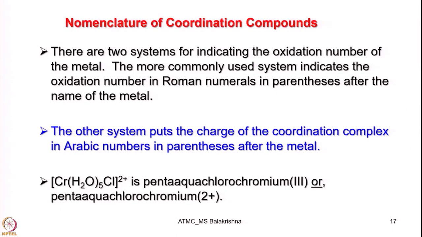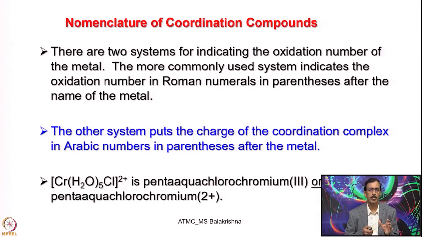Now let us come to the nomenclature of coordination compounds. There are two systems for indicating the oxidation number of the metal. The more commonly used system indicates the oxidation number in Roman numerals in parentheses after the name of the metal, or you can take the symbol and put a superscript in the form of an Arabic number with plus or minus denoting whether it is cation or anion. For example, chromium 2 plus, cobalt 3 plus. One can also use cobalt with Roman numerals in the bracket indicating its oxidation state. Both are in practice.